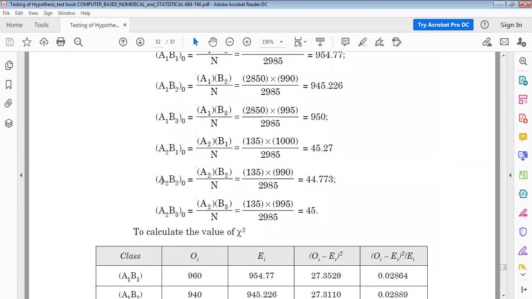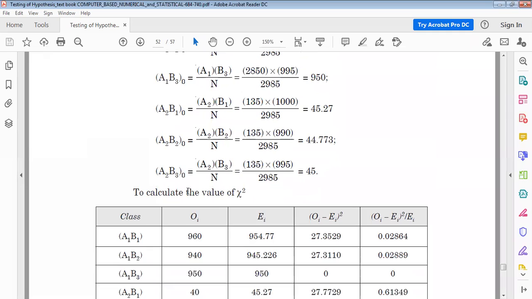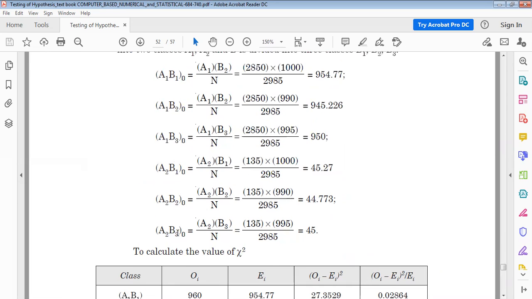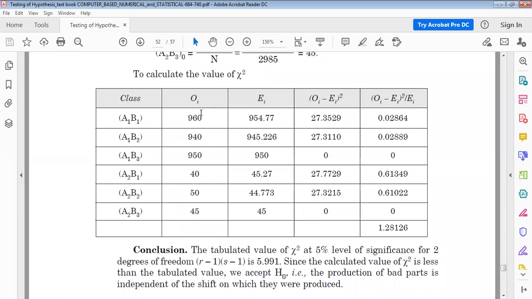And the second row, second column: second row total multiplied by second column total, divided by the whole total, will give this. So for the third row, the same way, the row total multiplied by the column total, divided by the whole total. Now the classes: there are 6 classes actually, 6 expected values and 6 observed values given here.